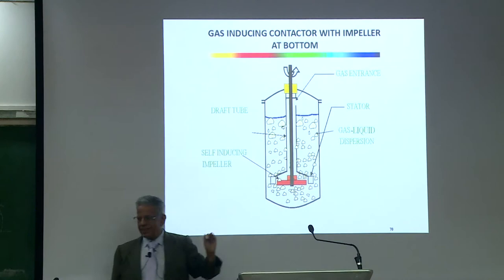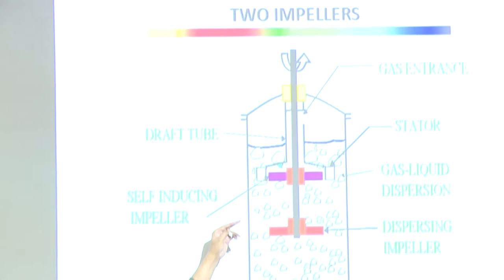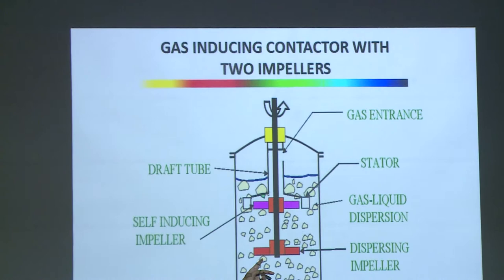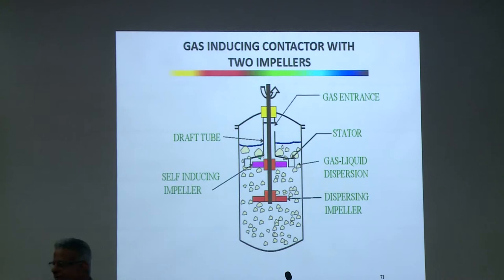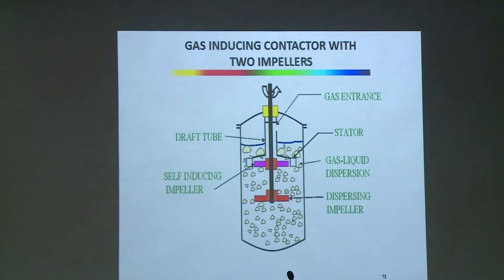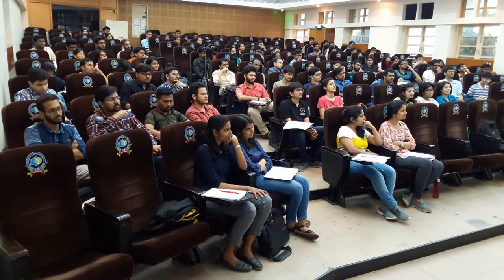Therefore, the next modification is to keep the self-inducing impeller at the top and introduce one more impeller in such a way that its job is to distribute the bubbles induced by the inducing impeller throughout the liquid, so that the jobs have been bifurcated and assigned properly. The inducing impeller does the job of induction, and the dispersing impeller disperses the induced gas throughout the reactor.